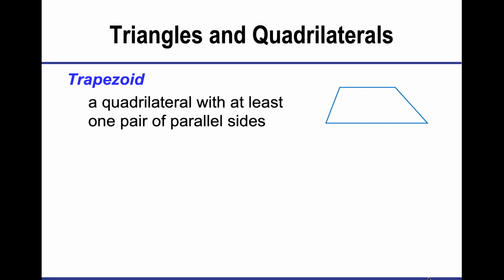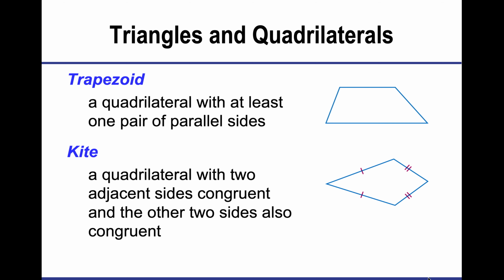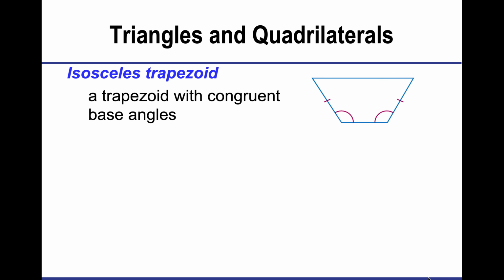A trapezoid is a quadrilateral with one pair of parallel sides. So notice how the top and the bottom are parallel, but the two sides are not. A kite is going to be a quadrilateral with two adjacent sides congruent. So that's the defining factor here. And the other two are congruent. So it's kind of like a diamond, but the top and the bottom of the diamond have to be pairs of congruent sides.